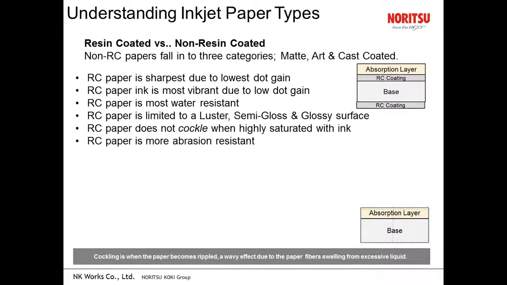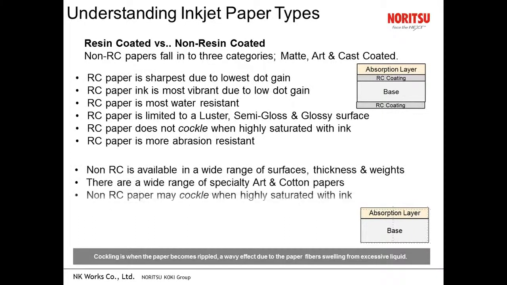RC paper is more resistant to abrasion as well. The advantage of a non-RC paper is it comes in a wide range of surface thicknesses and weights. There's a lot of specialty art papers and cotton papers that are non-RC. The disadvantage is it will cockle when it gets wet. So when it gets too saturated, it will wrinkle and bubble.